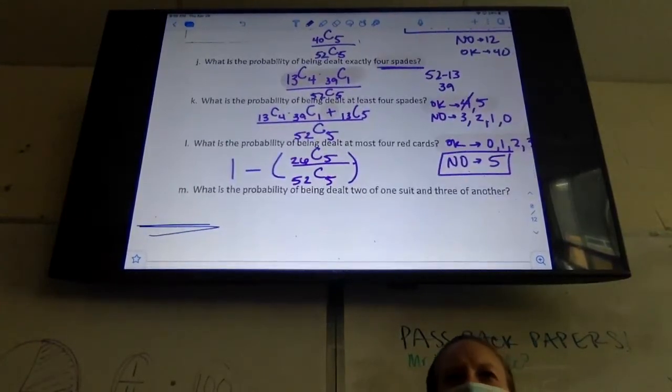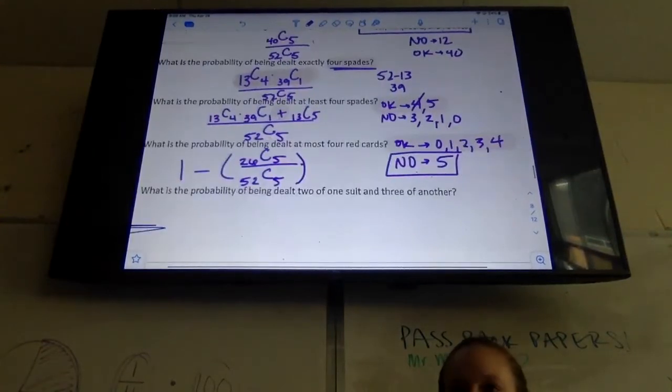Is everyone okay with why I did 1 minus that? Because I really wanted everything but that, and this was the easier one to find. So to get all of these things, I had to do the total minus just the one case that didn't work.